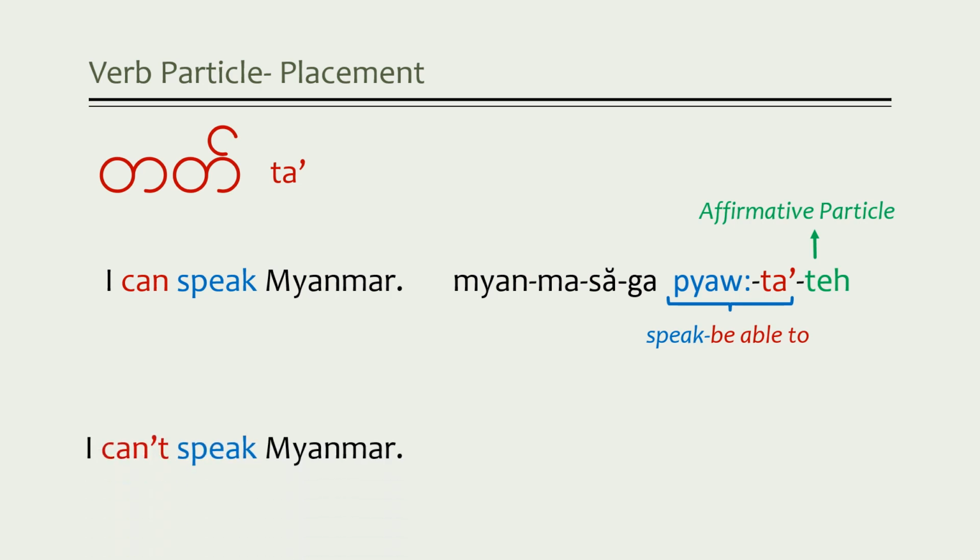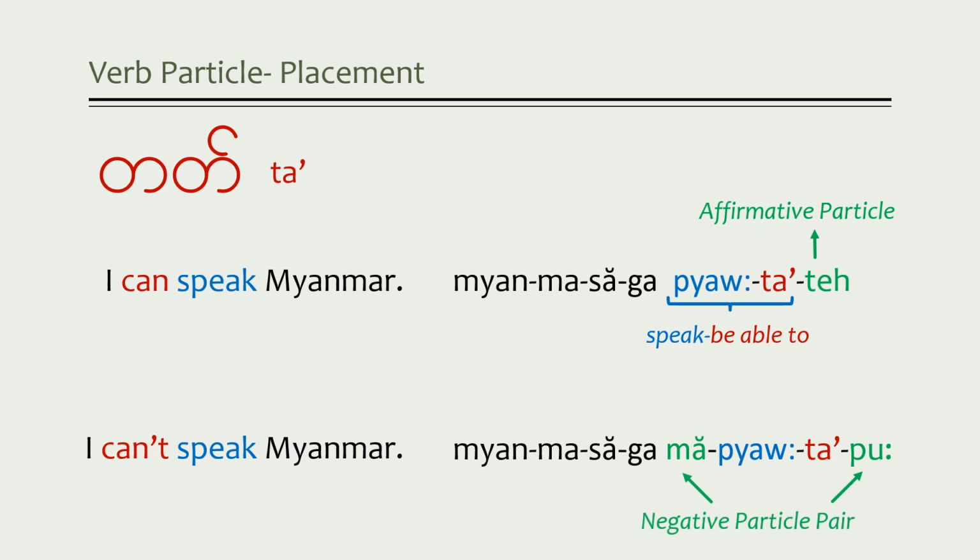Now, the negative statement would be, I can't speak Myanmar. I don't have the ability to do that. Myanmarzaga mpyotapu. The verb particle combination stays intact and the affirmative particle is again replaced with a negative particle pair. Now, could you say pyo nainde to say that you could speak Myanmar? You could, and you would probably be understood. But in this case, pyo tate is really the correct way to say it.